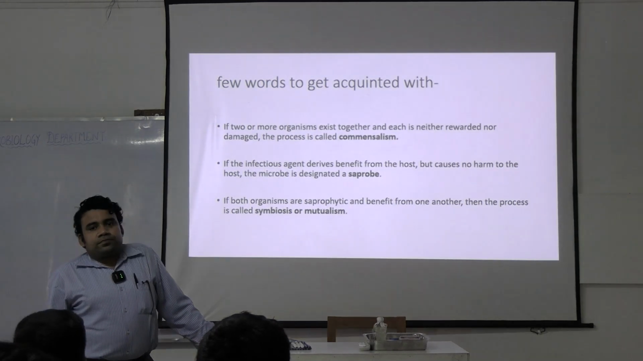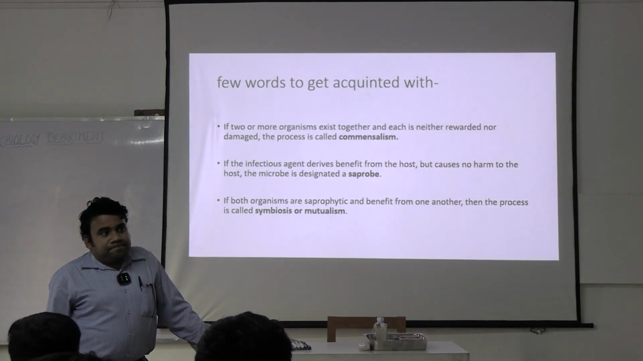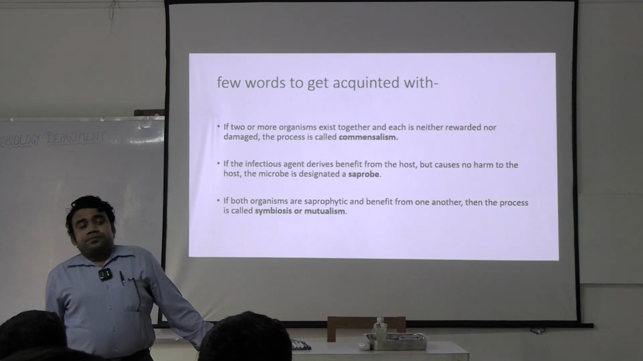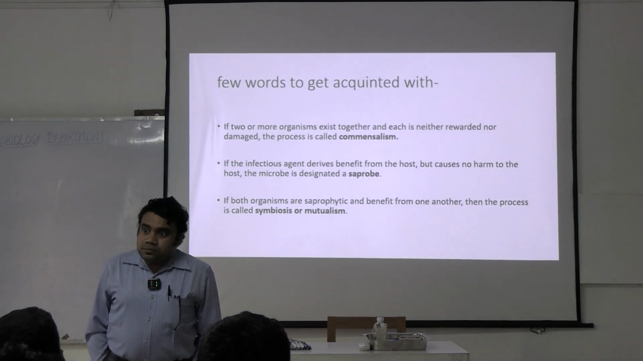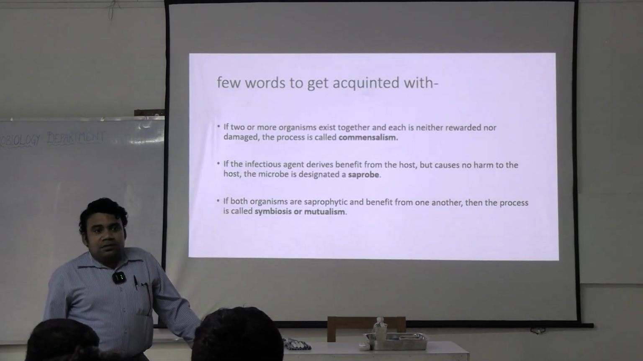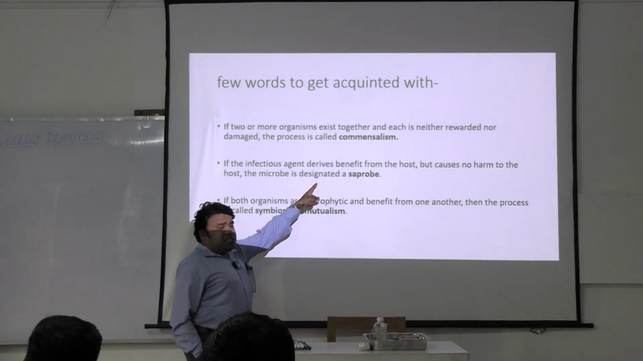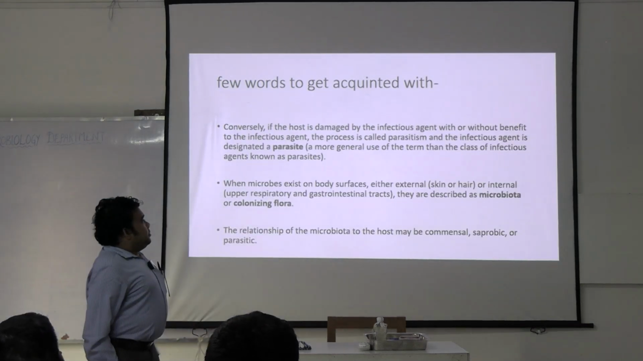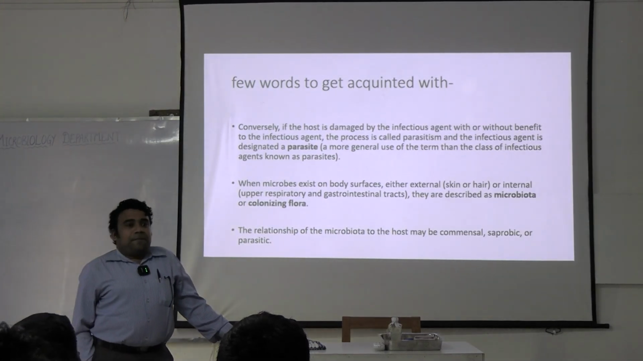Anybody? What are commensals? They do not harm each other. And what if one agent harms the other? If one gets benefit, it is called saprophytism. If both get benefit, we call it mutualism. Then if one harms the other and also gets benefit from that, we call it a parasite.